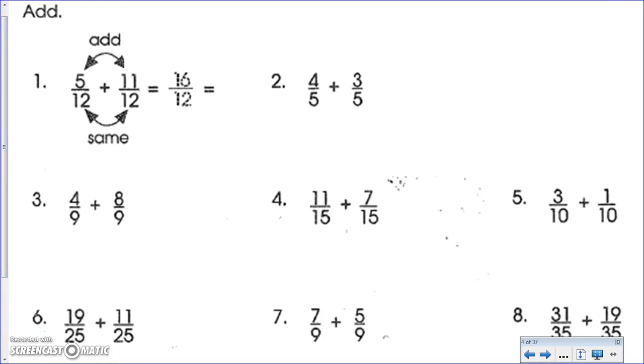So for number 1, we're going to add the two fractions, and they've started the problem for us. So 5/12 plus 11/12 gets us 16/12, which is going to become as a mixed number 1 and 4/12. Then we need to simplify by dividing the numerator and the denominator by 4, so we get 1 and 1/3.